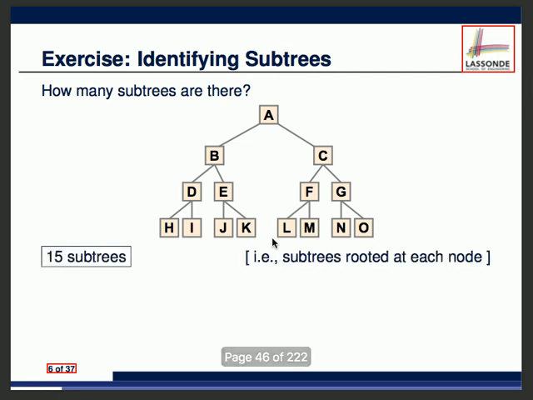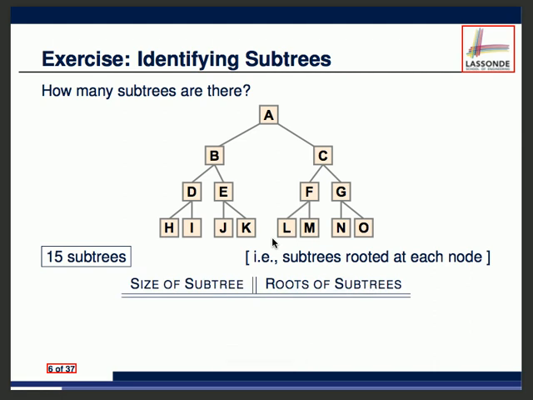So 15. Why? Let's think about the size of the subtree. Now, what's the minimum size of the subtrees? Minimum, 1. How many subtrees are there of size 1? 8. 8 sounds good. Which 8? H, I, J, K, L, M, N, O, right? H is itself a subtree of size 1. I is also itself a subtree of size 1. Okay, getting better? Also leaves, yeah, it's different terminology here. So now, do you have any subtree of size 2?